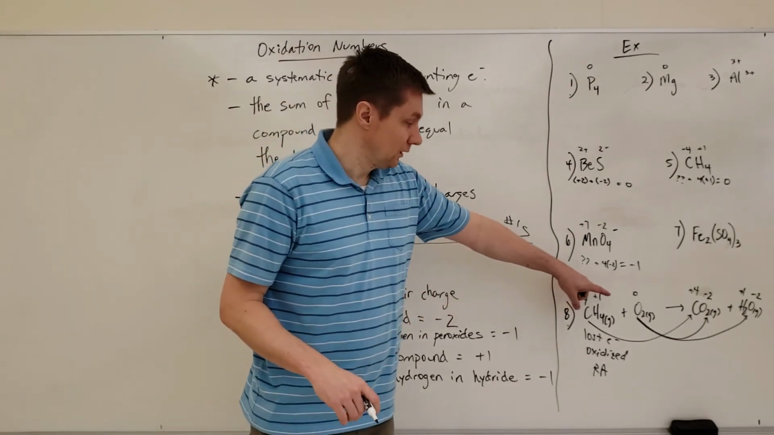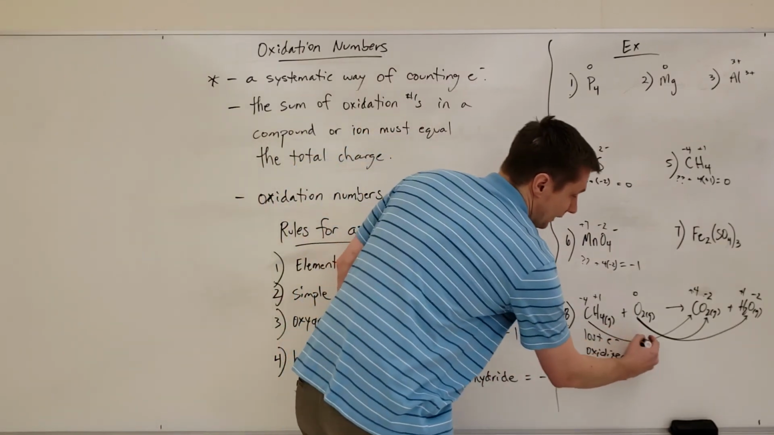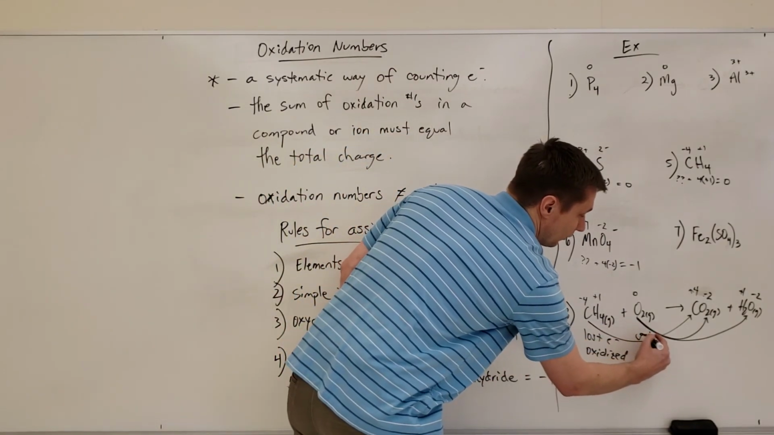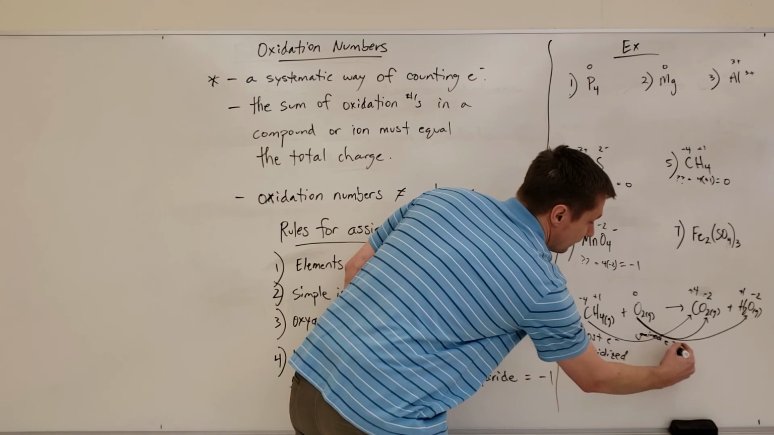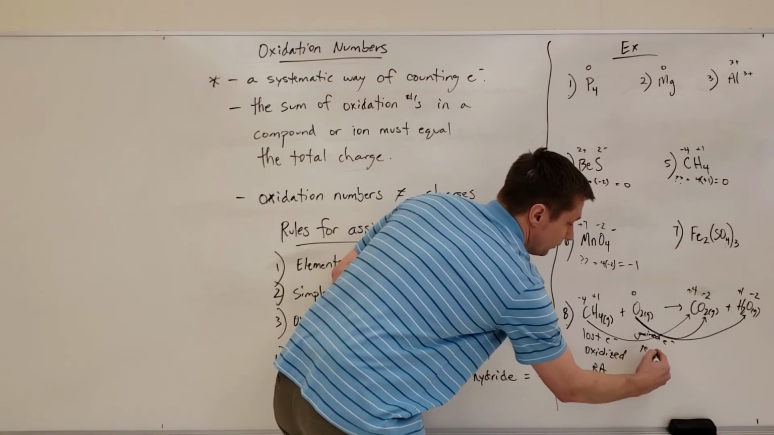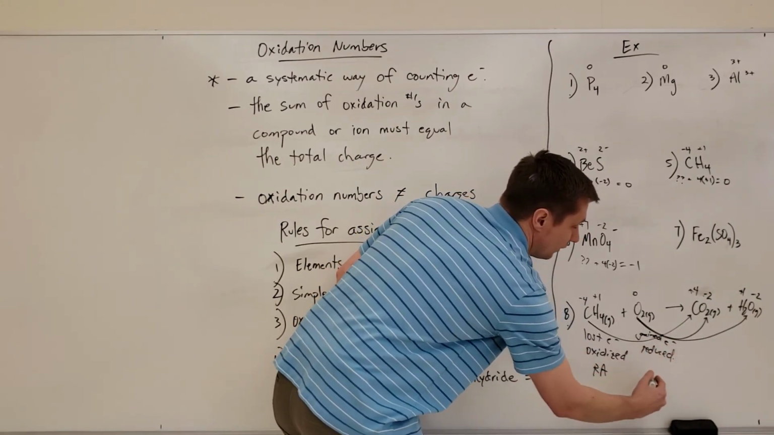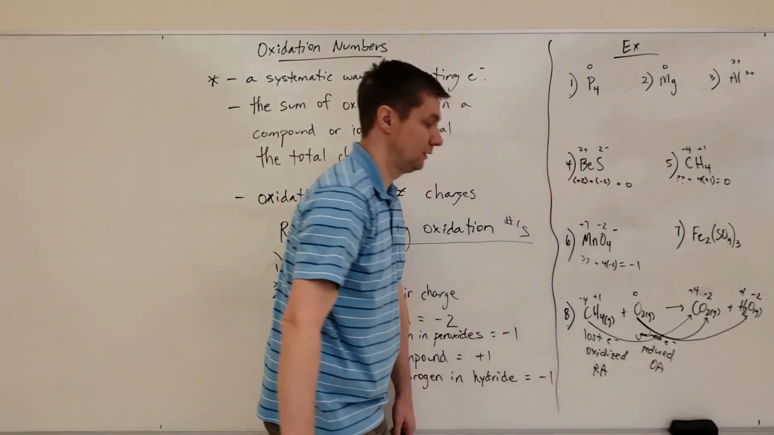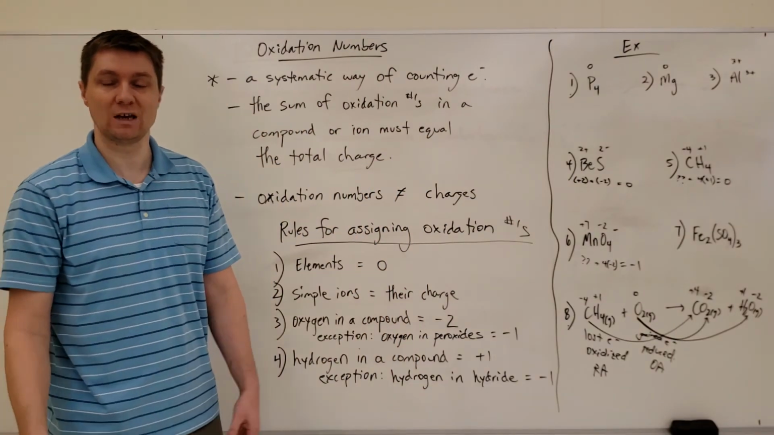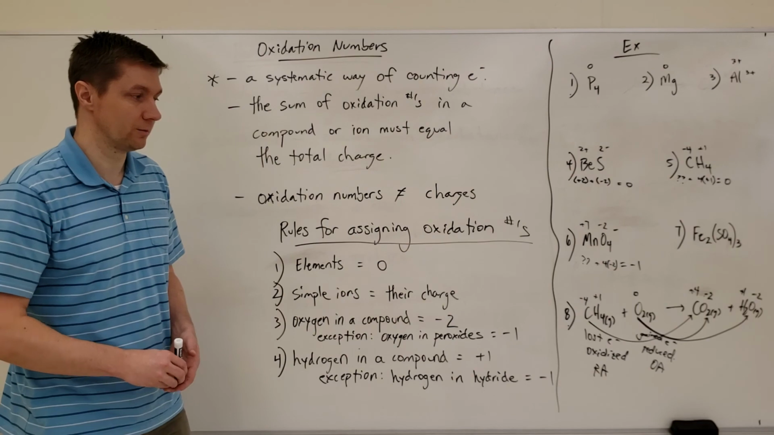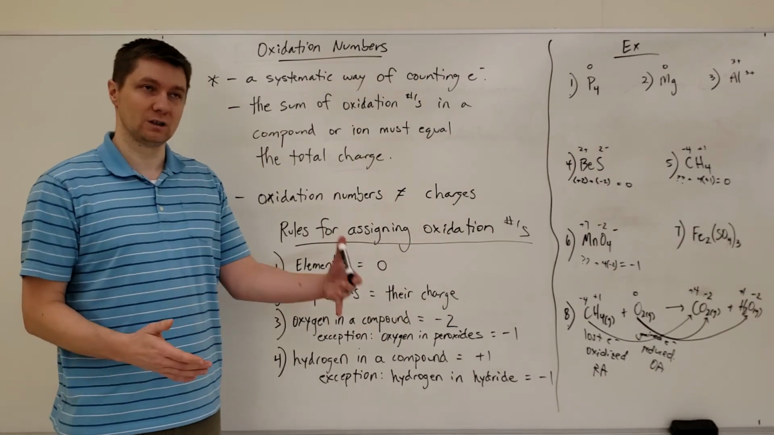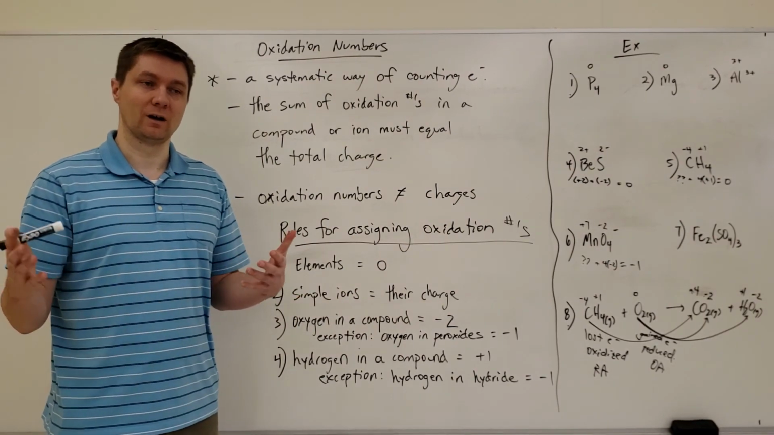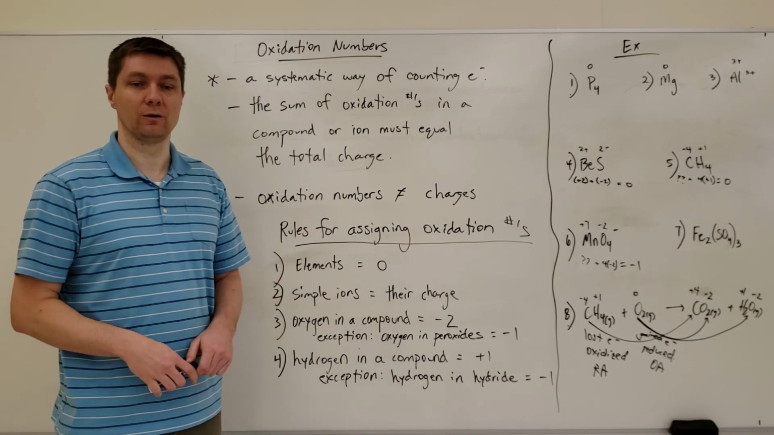And so this gained electrons because it became more negative, which means that it was reduced, which means it is my oxidizing agent. So that's how I can use oxidation numbers to determine things that are being reduced, things that are being oxidized, and identify what's my oxidizing agent and my reducing agent.